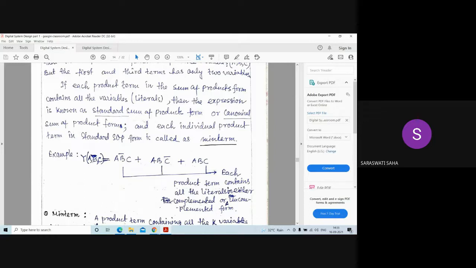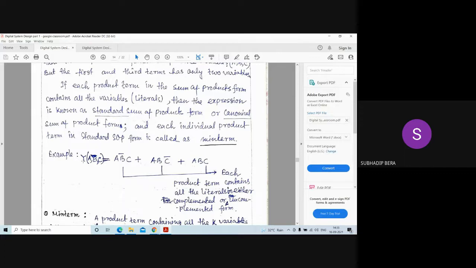Agreed? Yes, ma'am. So for a certain input condition, which is 101, only one product term will be high and the other product terms remain 0. Clear? And by ORing these three, 1 plus 0 plus 0, you will get 1. Clear?